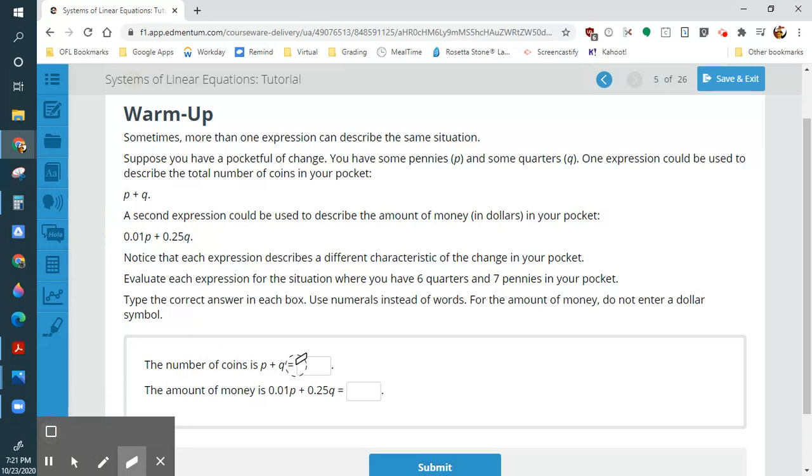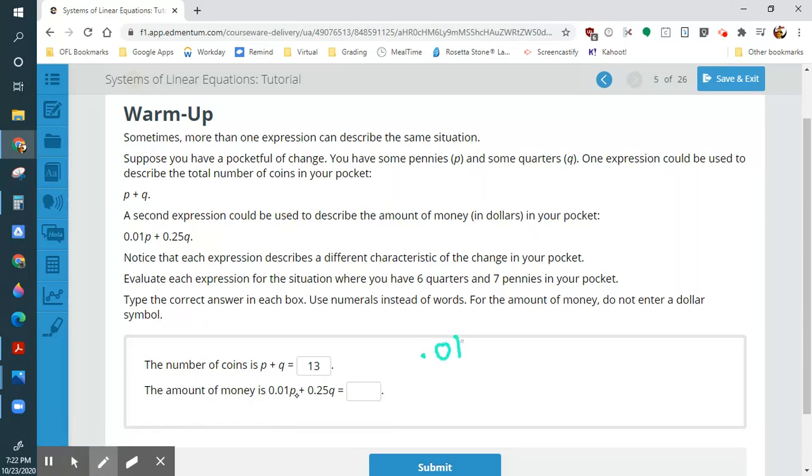So if we're doing this, the number of coins in your pockets: evaluate the expression. We have 6 quarters and 7 pennies. So 7 pennies plus 6 quarters, the total number of coins we have in our pocket is 13. The next one, we have to do a little more work.